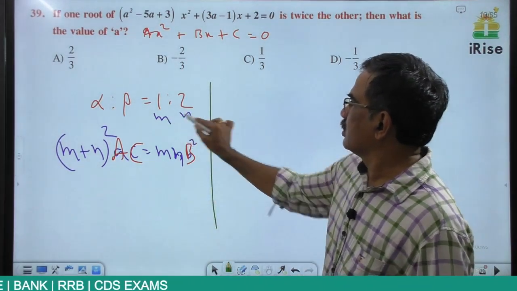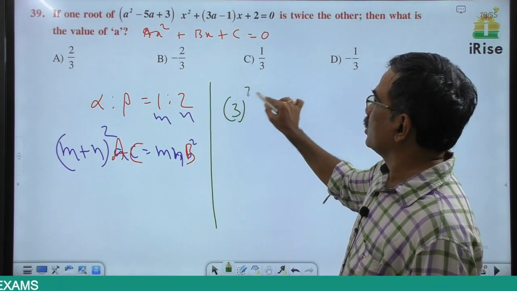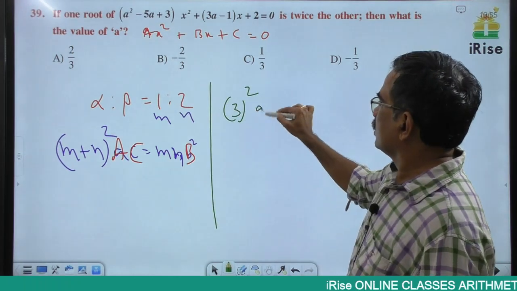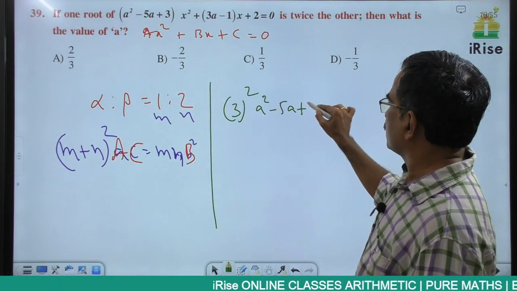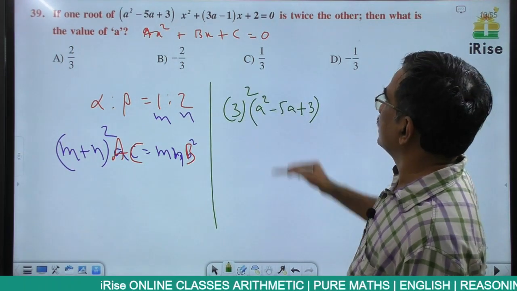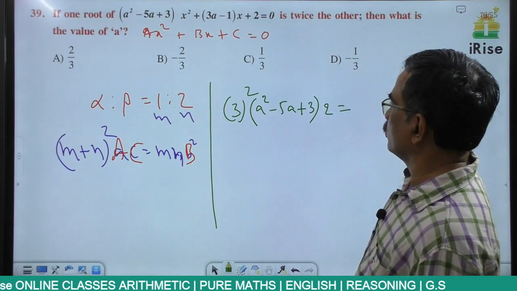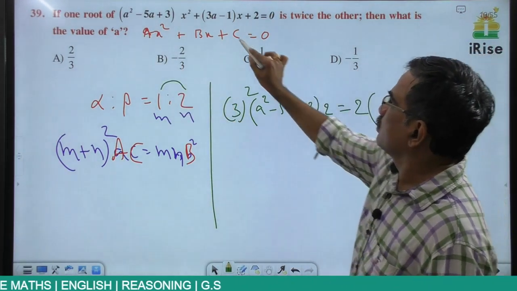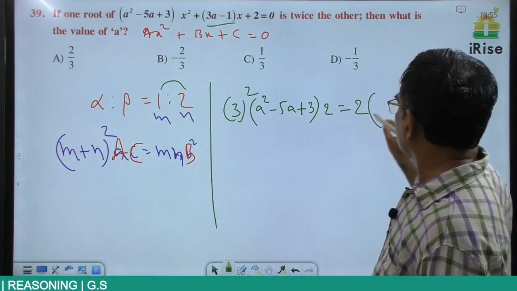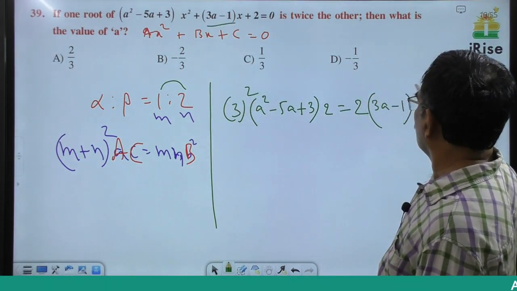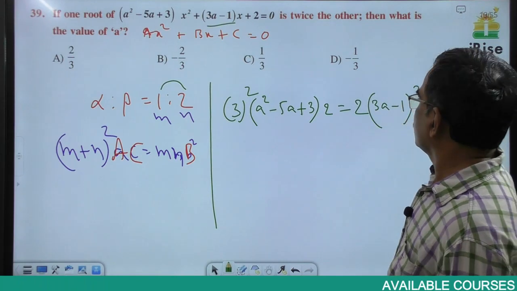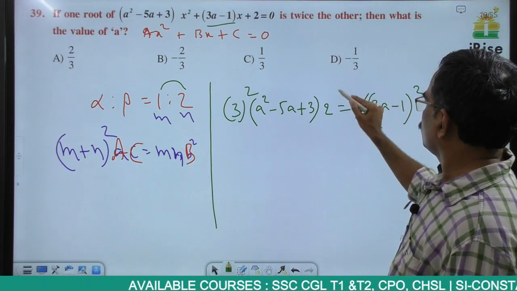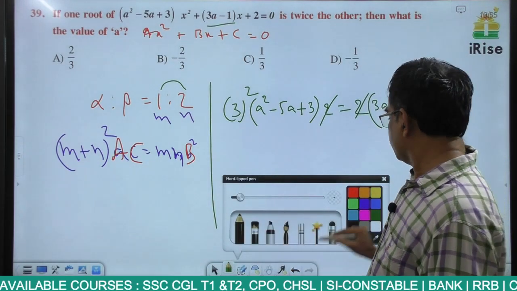(m plus n), nothing but 3, whole square into A. A is this one, a square minus 5a plus 3. C is 2, is equal to m into n, product of these two is 2, b square, b is 3a minus 1, (3a minus 1) whole square. Okay, so here 2 cancel on both sides.